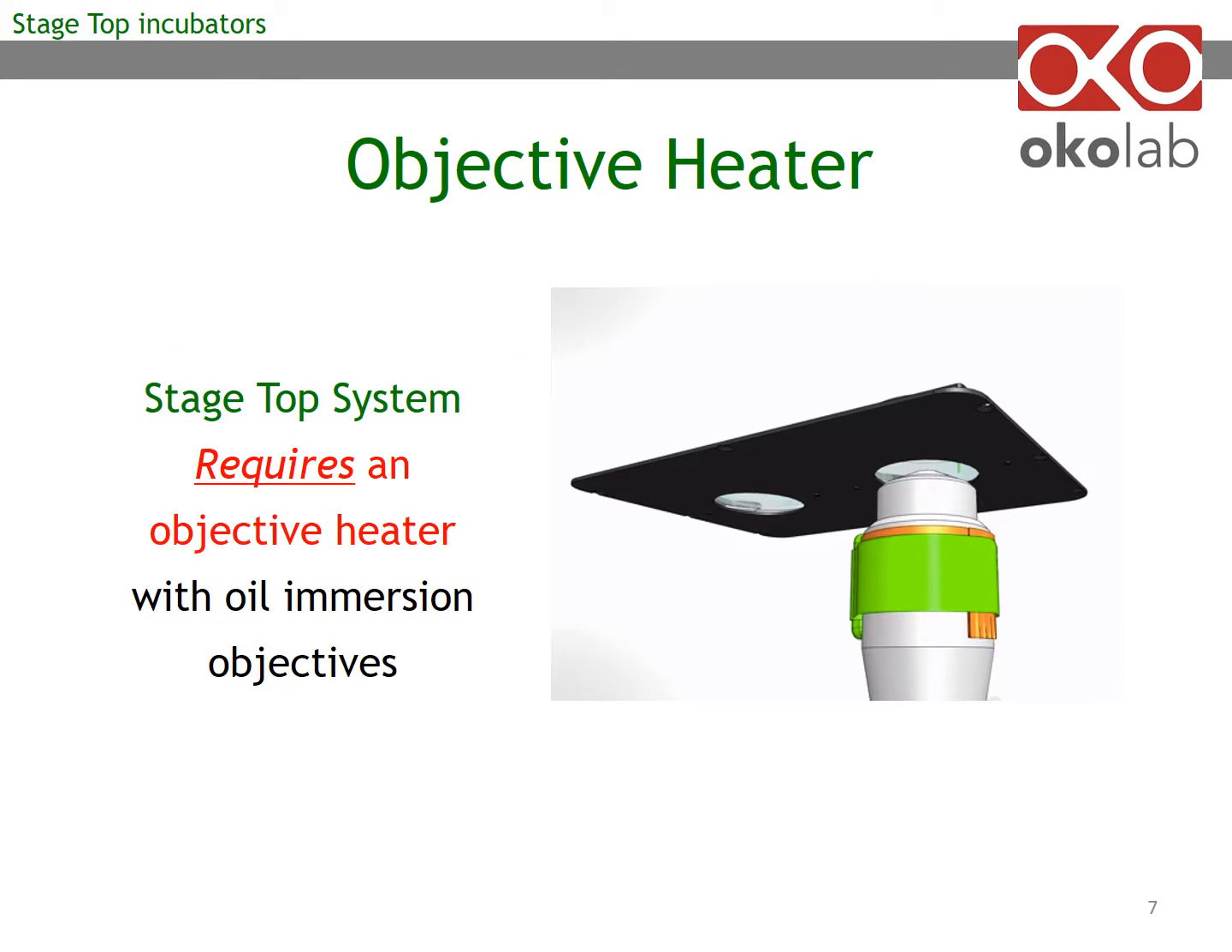If you're using an oil immersion objective, you have to use an objective heater, here in the image on the right. The objective heater is represented by a heating band, here in yellow, secured around the objective, in this example by a green strap. An oil immersion objective will touch the bottom of the well through the oil and will draw heat away from your sample. This is why an objective heater is required with oil immersion objectives.